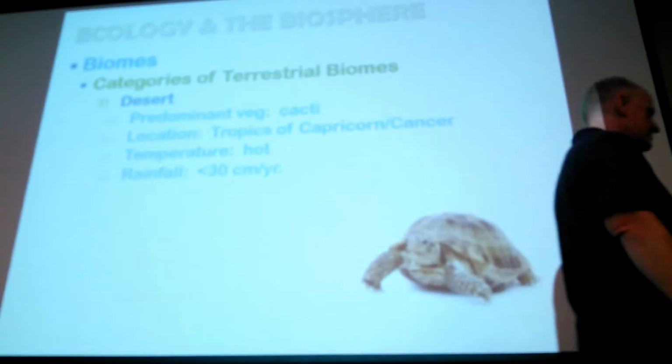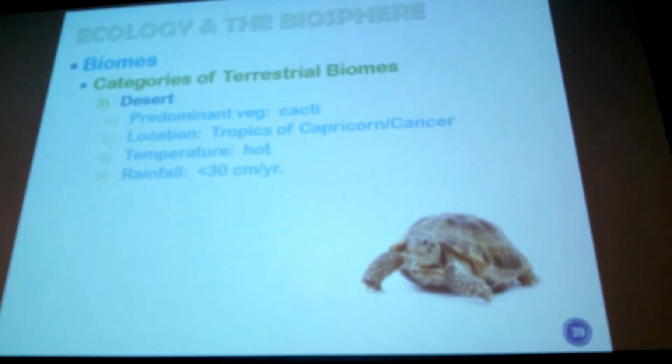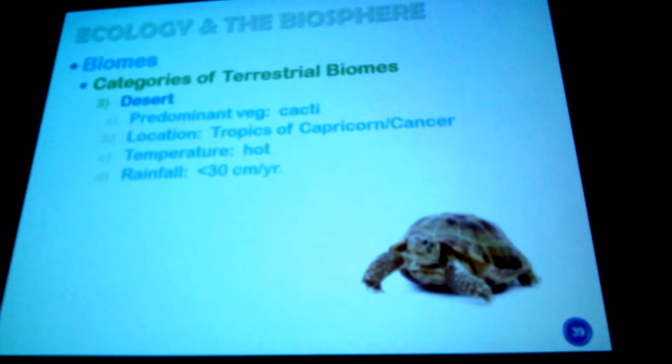The desert. If anybody misses this one, I think I will fail you as a course. Predominant vegetation, cacti, but there's other things. That was just the one thing I could think of that would be good to put down. Location, tropics of Capricorn, Cancer. They're north and south of the equator. Usually you find these in the middle of countries. You don't find them right along the coastal regions, as a rule. The outback in Australia is in the middle of the country. The Sahara Desert in northern Africa is more in the middle of the northern part of Africa. Ours, not so much in the middle of the country, but it's definitely not along the coast either. Temperature hot, rainfall less than 30 centimeters per year.